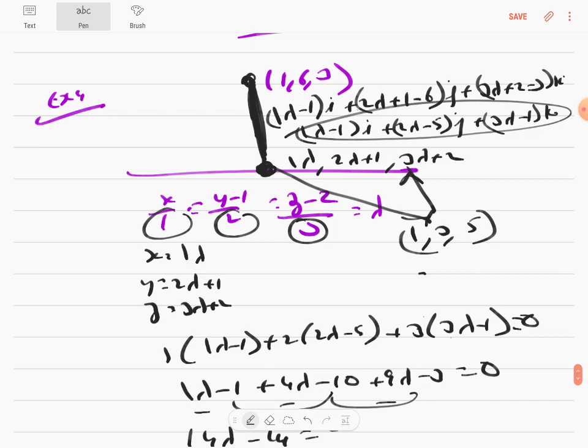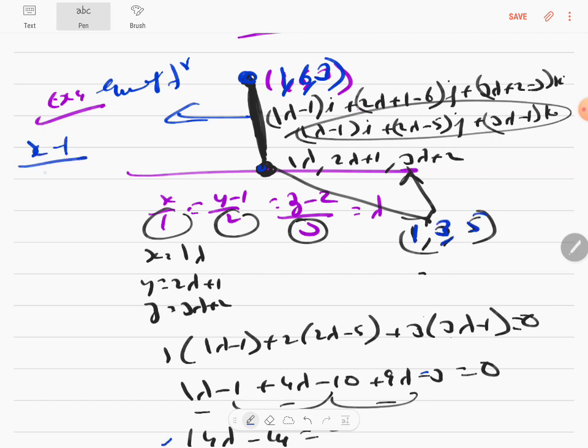Once you get the foot of the perpendicular, I told you how to find the image. Forget about that. If they ask you the equation of the perpendicular, it's passing through (1, 6, 3) and the foot of the perpendicular is (1, 3, 5). You know 2 points. So it's x minus 1 by 1 minus 1 is equal to y minus 6 by 3 minus 6 is equal to z minus 3 by 5 minus 3.